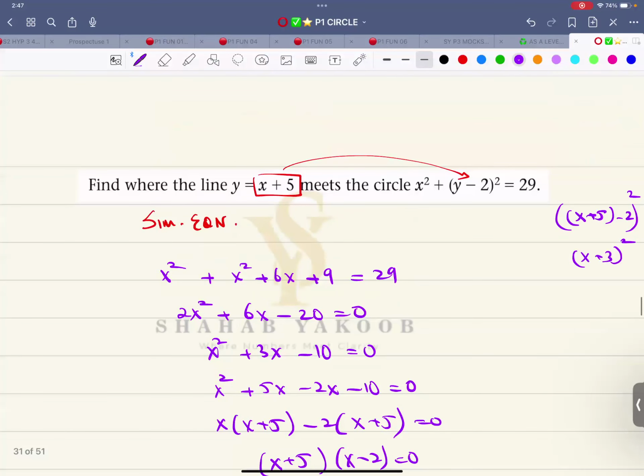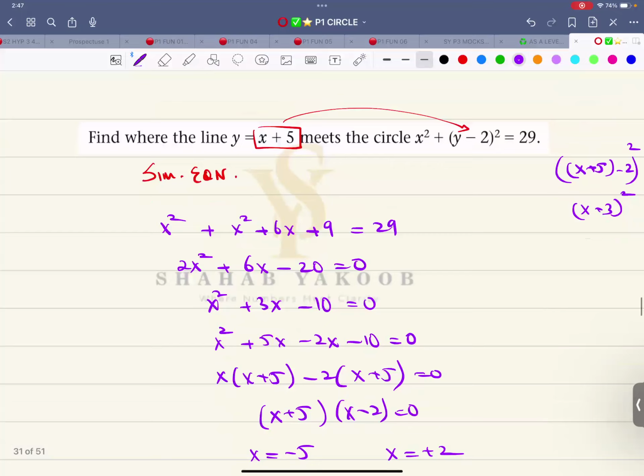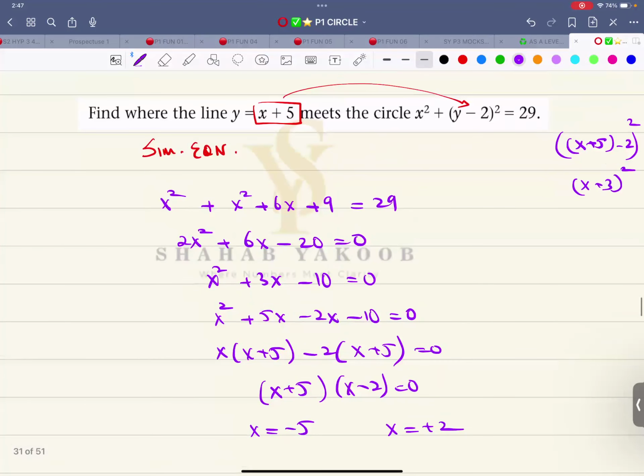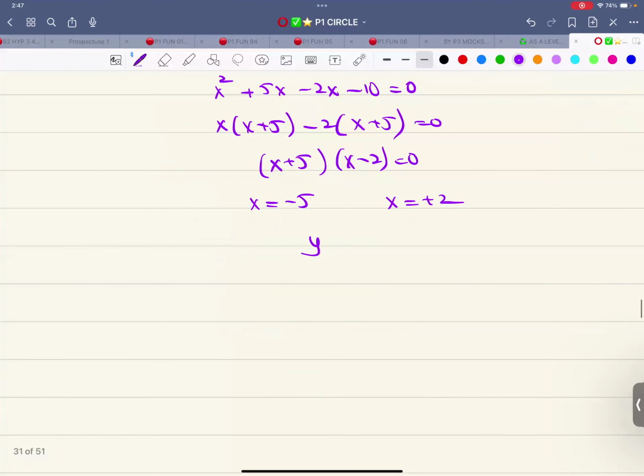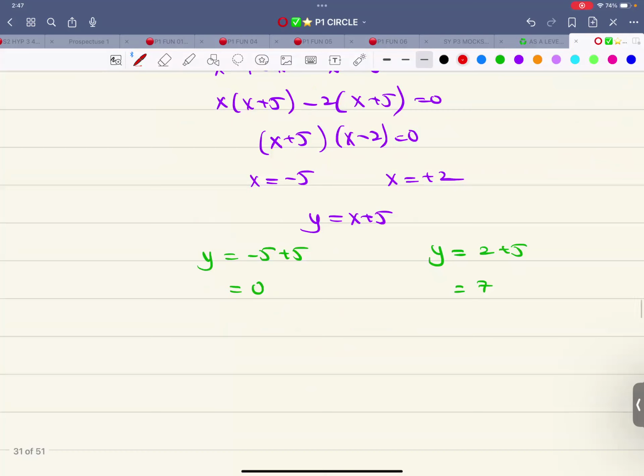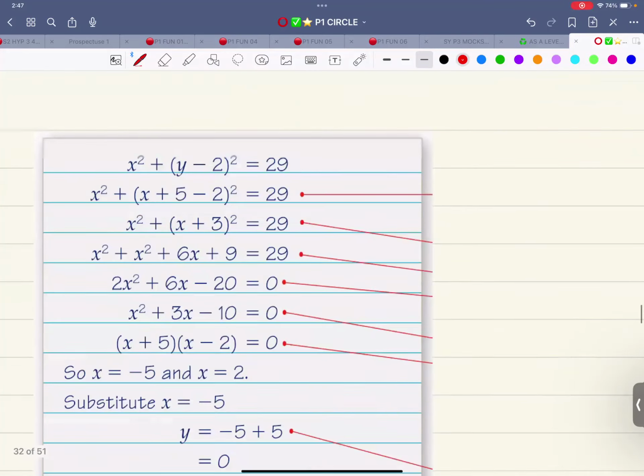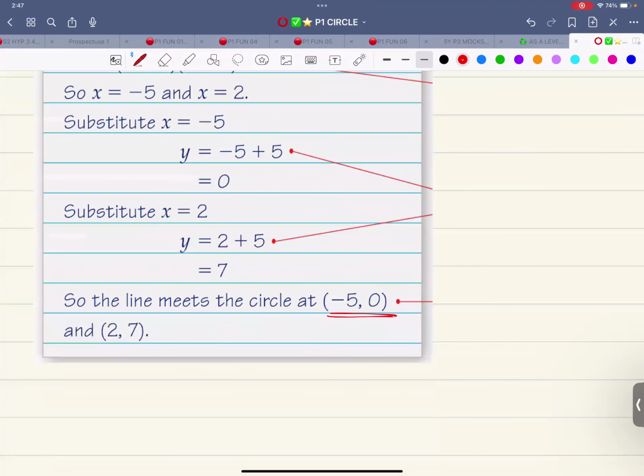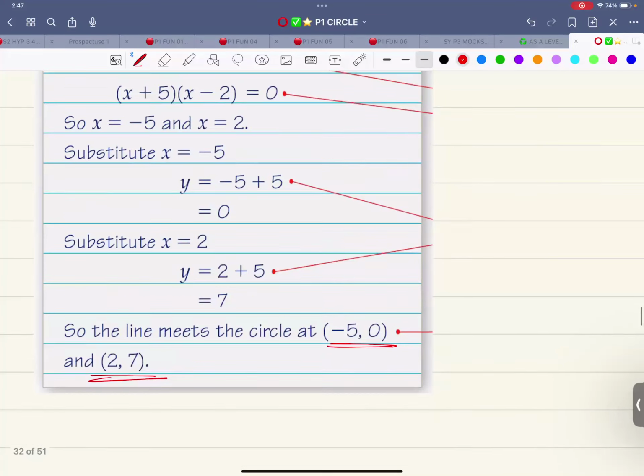They are asking where the line meets the circle. That means the coordinates. So when x is 5, y is x plus 5. Therefore, I'll write y is equal to minus 5 plus 5, which is 0. Y is equal to 2 plus 5, which is 7. Therefore, the coordinates are what? This is minus 5, 0, and this is 2, 7. Minus 5, 0, and 2, 7. That is the answer.